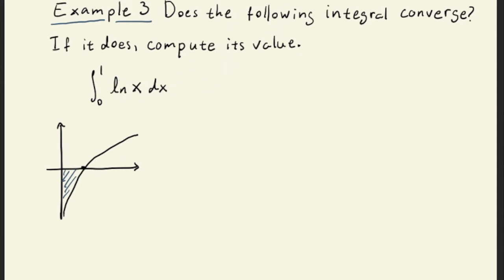All right, so we're going to do the same thing. Again, 0 is the singularity, the discontinuity of our function is one of the bounds of the interval we're integrating over. So you chop it off, call it a, and then we compute the limit as a approaches 0 from the right, from the positive side, of the integral from a to 1 of log x dx.